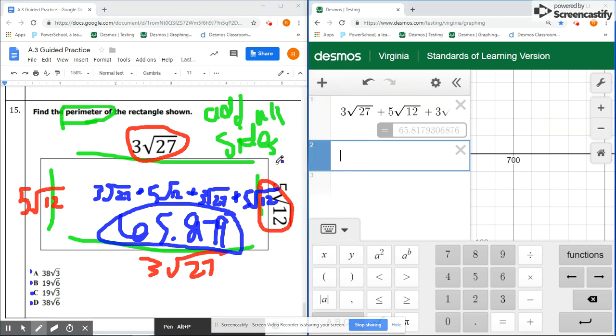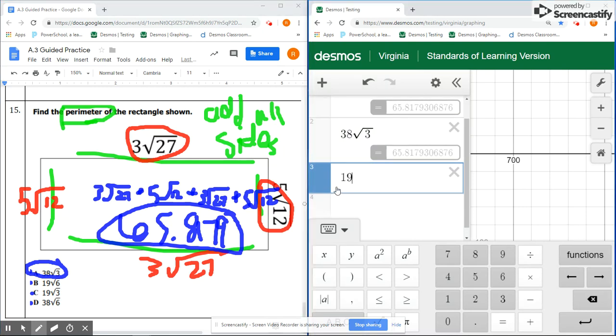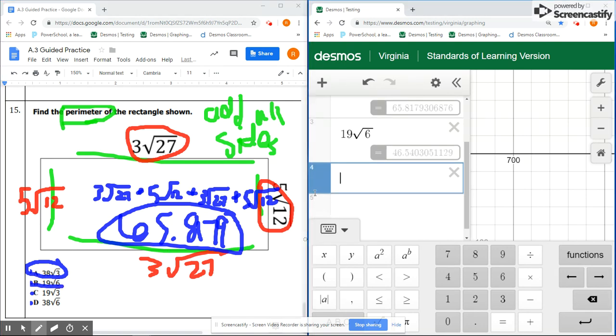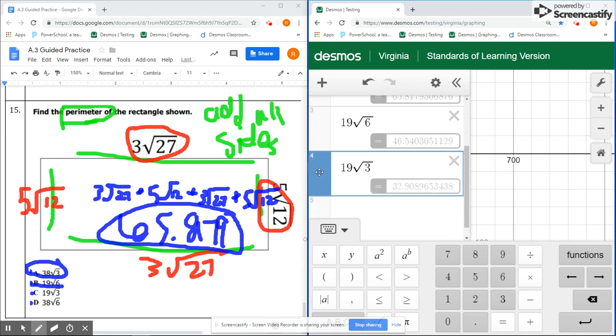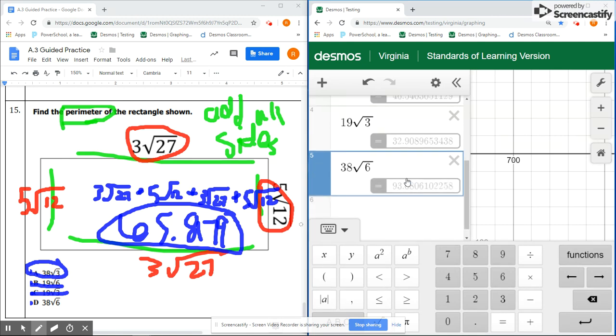We're going to run down the line here. 38 square root 3. Look at that, 65.8179. So I believe this is the answer, letter A. I'm just going to quickly check the rest of them. We have 19 square root 6. That's 46.5. That's not the answer. All right, we have 19 square root 3. It's 32.9. That's not the answer. And we have 38 square root 6. It's 93. That's not the answer. All right, so our answer here is 38 square root 3.